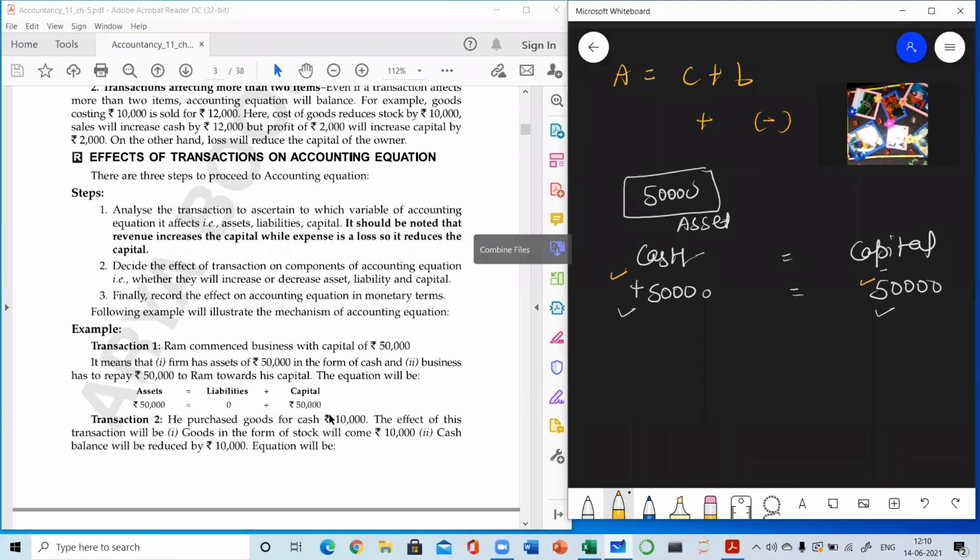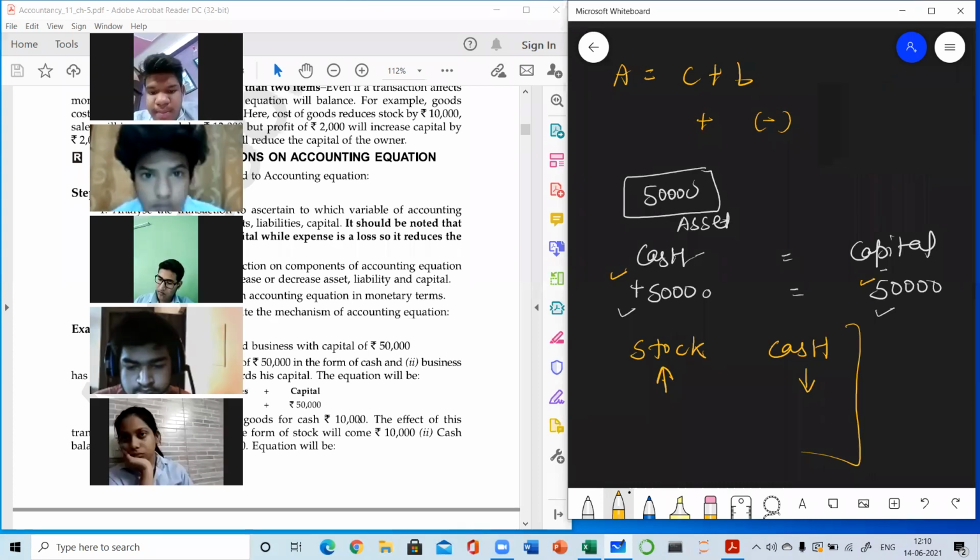Addition and subtraction. Now transaction 2, he purchased goods for cash rupees 10,000. Purchased goods. So it will have an impact on stock as well as on cash. Now, this is an example of the same side. One asset is increasing and the other asset is decreasing. So whenever there is any transaction, you have to consider its two-sided effect. How many sided effect? It's a two-sided effect.